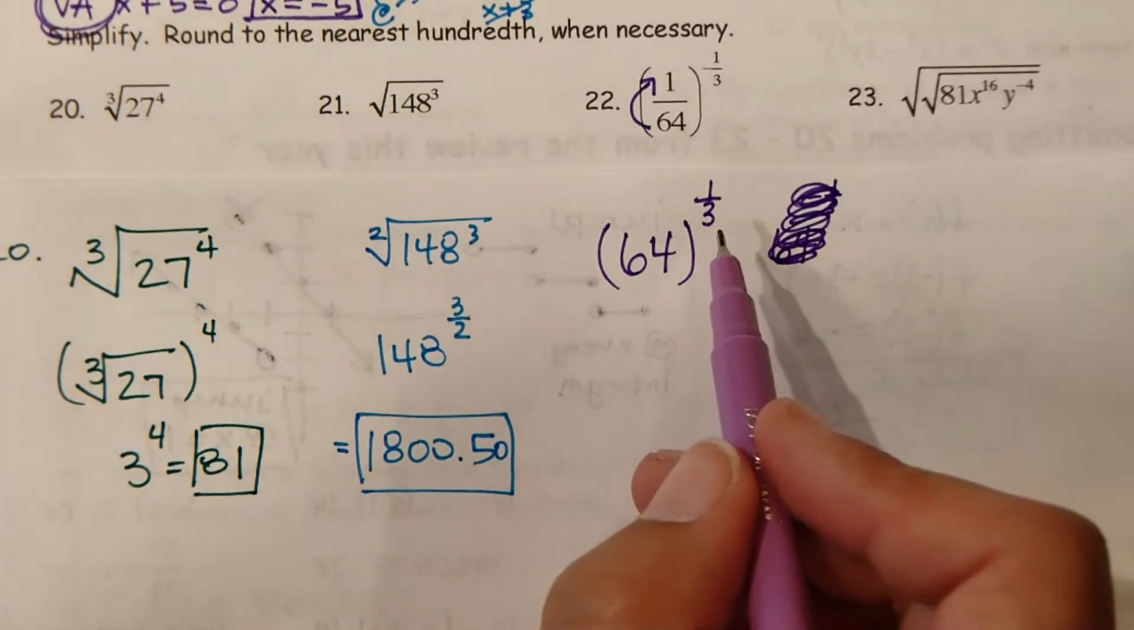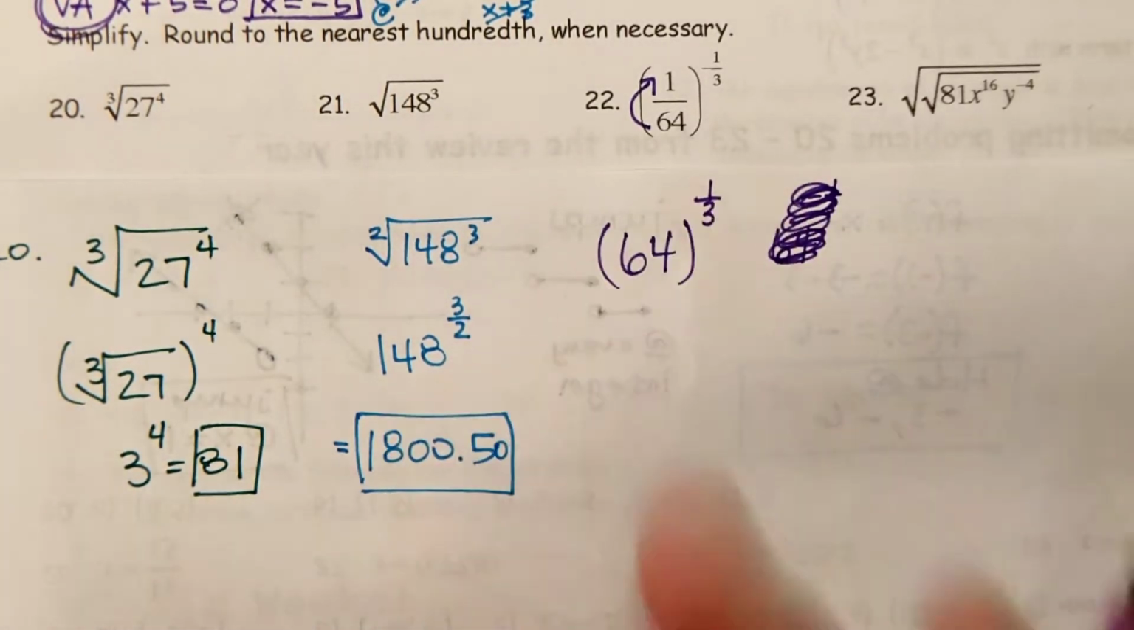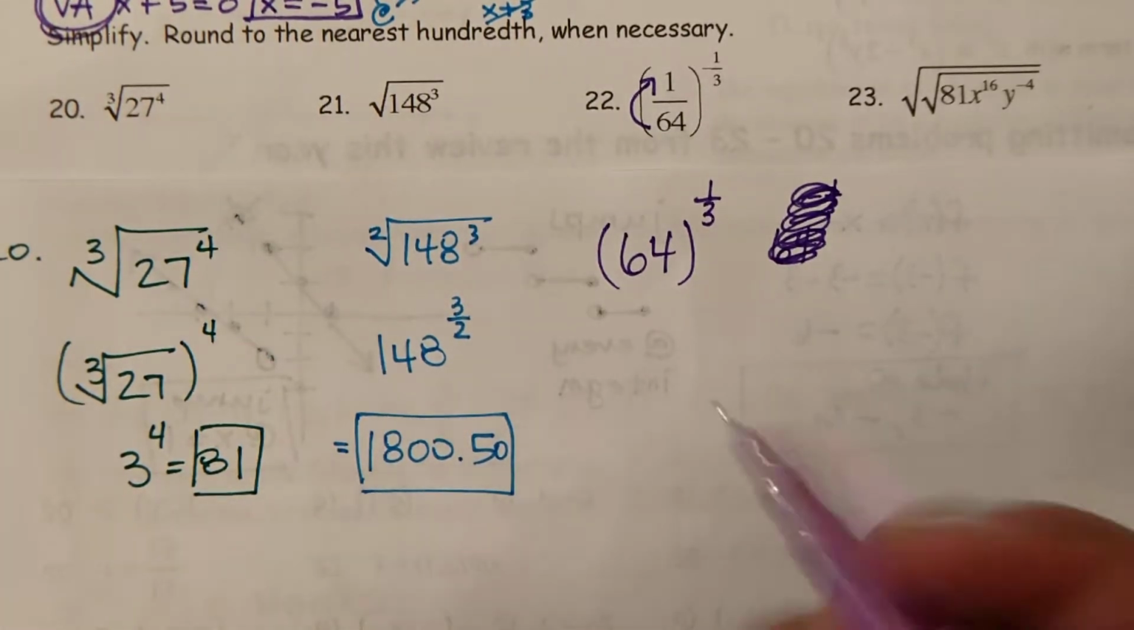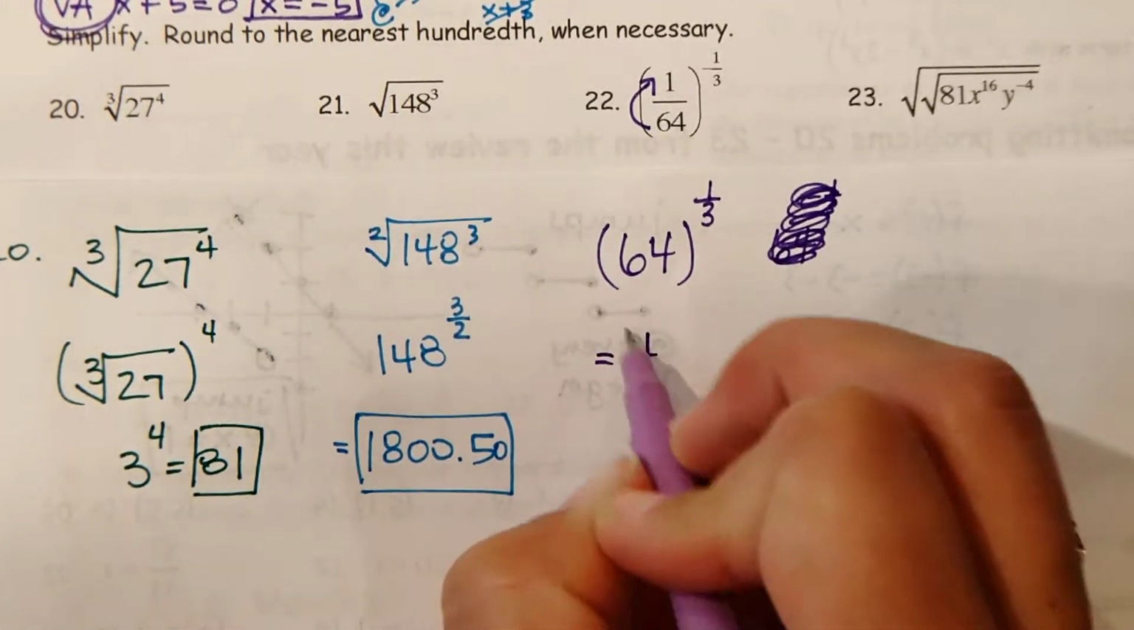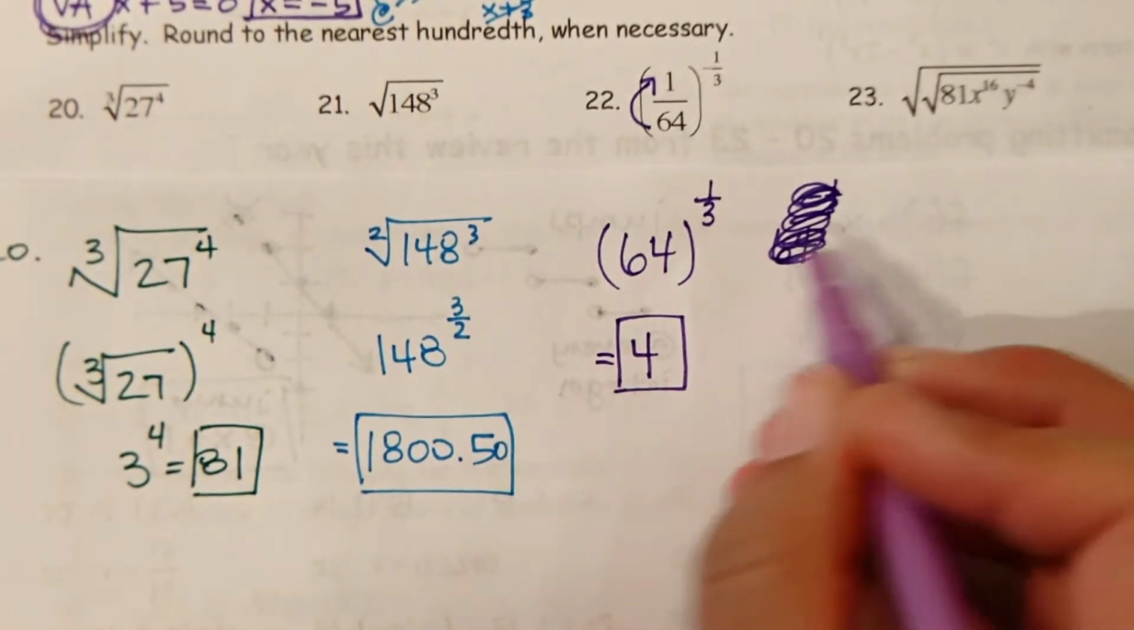Now it's just 64 to the 1/3, and we know that what times what times what, 3 times, is 64? Well, that equals 4. So 4 times 4 times 4 equals 64.